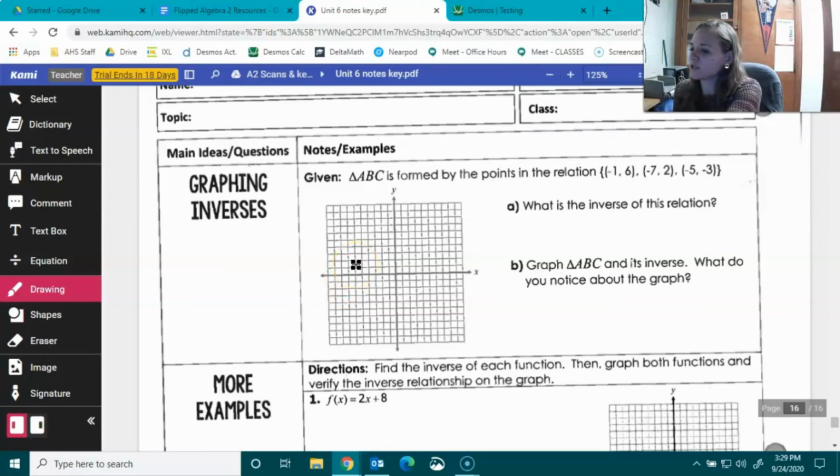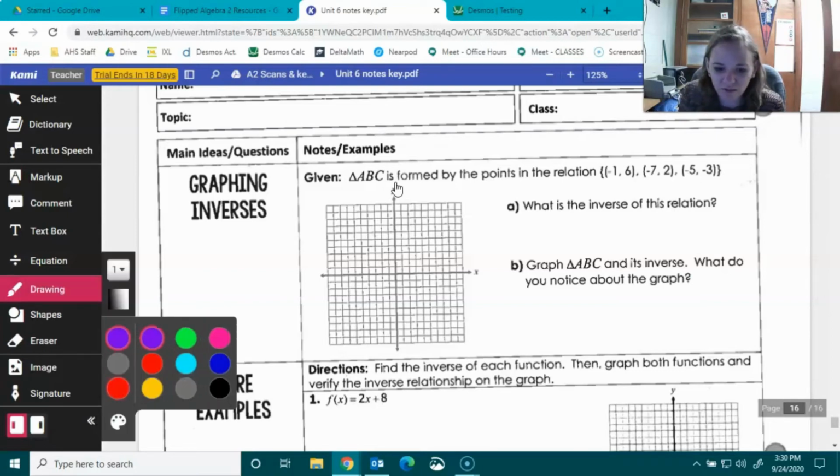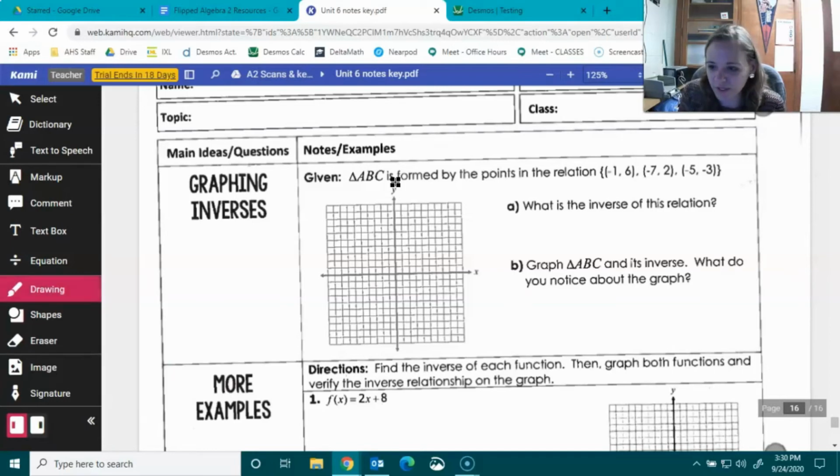Okay, so let's do this example. Triangle ABC, and the nice thing is they tied this to geometry, since you had geometry and you've kind of seen inverses before, but you didn't really know what they were. Triangle ABC is formed by the points of the relation -1, 6. So I'm going to go ahead and plot this. -1, 6. 1, 2, 3, 4, 5, 6. This is on the back page of this packet.